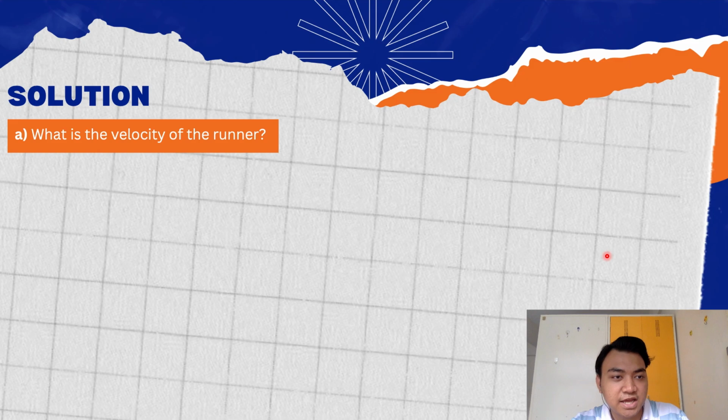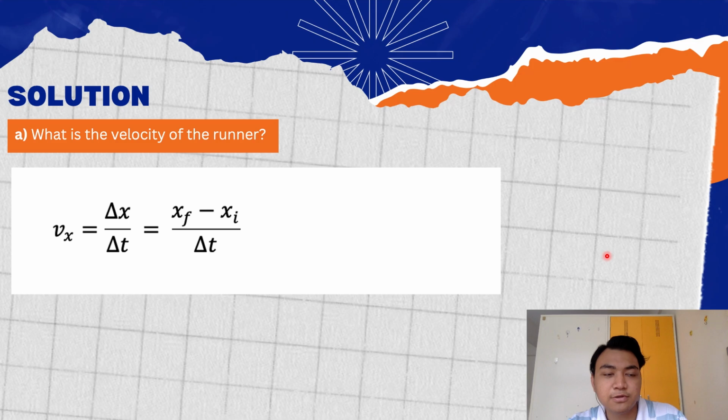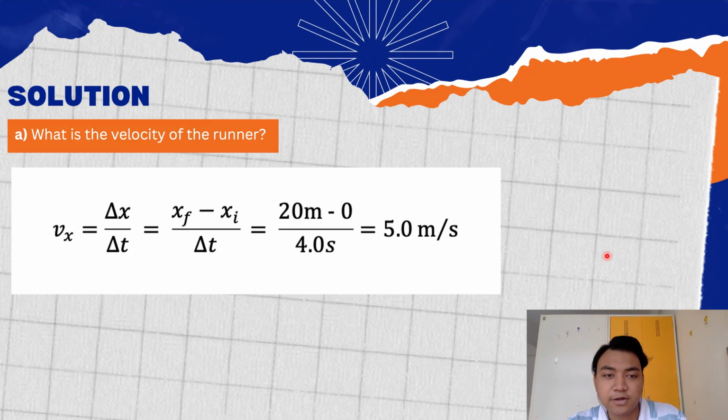Question A: what is the velocity of the runner? The formula for velocity is distance over time. So Vx is equal to delta x over delta t, which is also equal to x final minus x initial over delta time. We just substitute the values, 20 minus 10 over 4 seconds, and we get 5.0 meters per second.